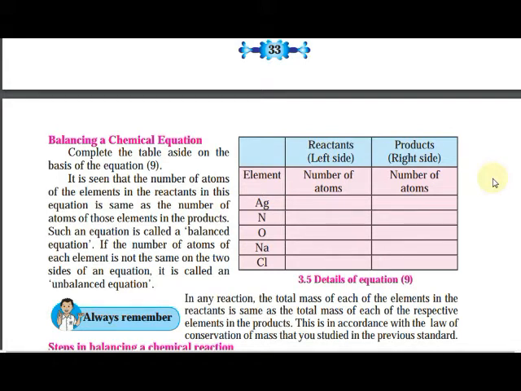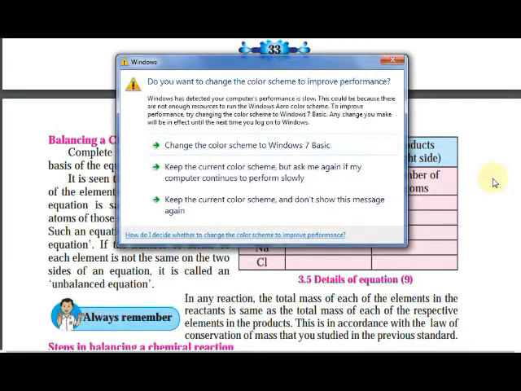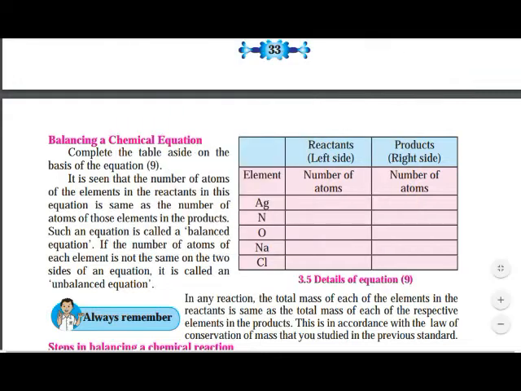Balanced equation: if the number of atoms of the elements on the reactant side and the number of atoms of the elements on the product side are the same, then the equation is a balanced equation. And if the number of atoms of each element is not the same on both sides of the equation, it is known as an unbalanced equation.